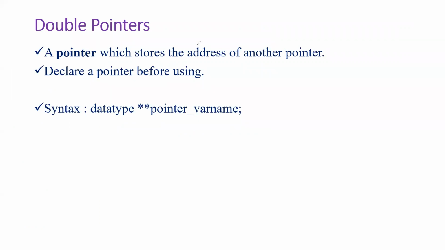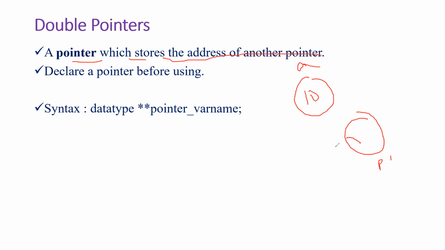Like this, you can extend this concept to any number of pointers. A double pointer is nothing but a variable which stores the address of another pointer. For example, this is variable a holding some content, and this is a pointer p1. This is referring to the variable a, and there is a pointer p2. This is referring to the pointer variable p1.